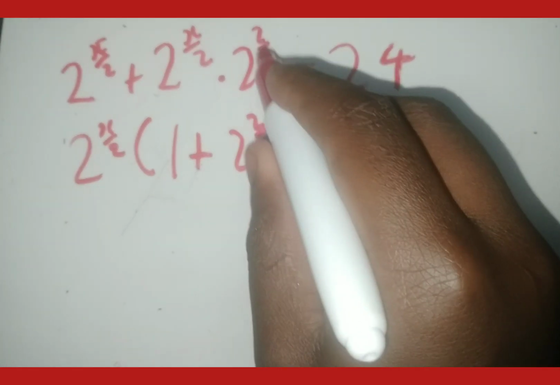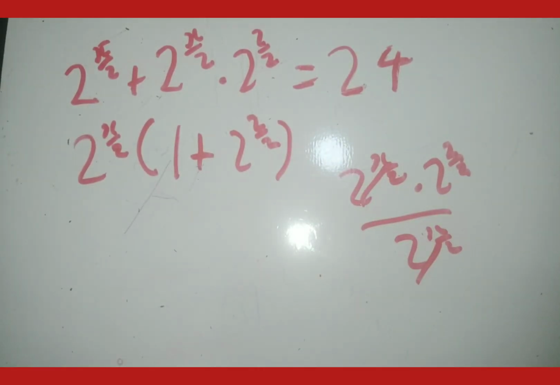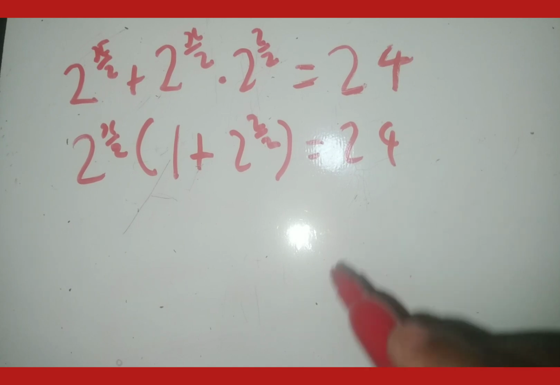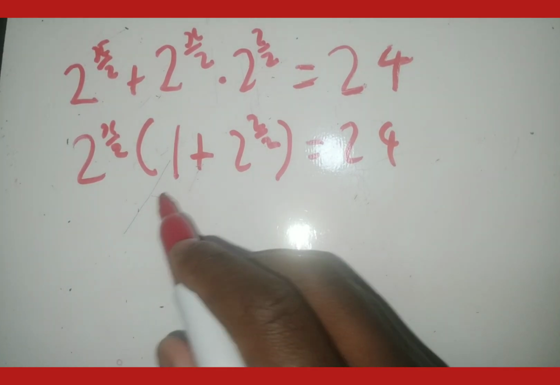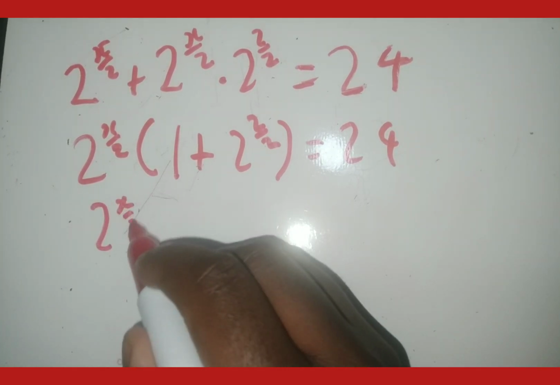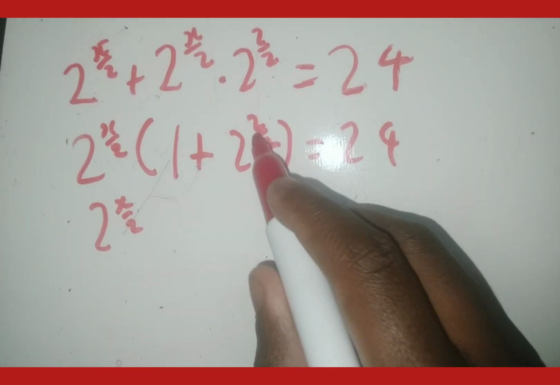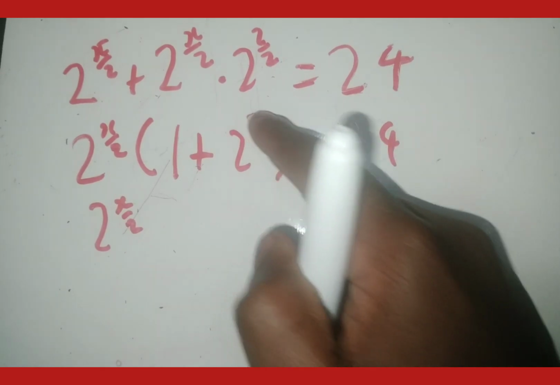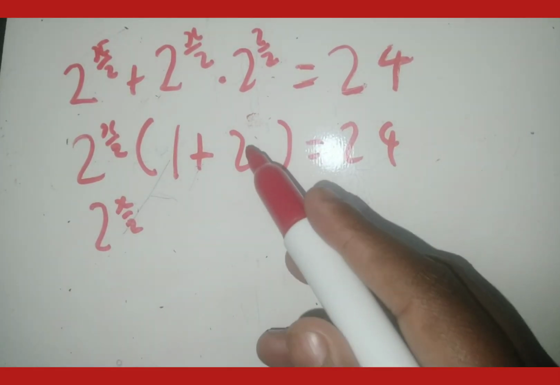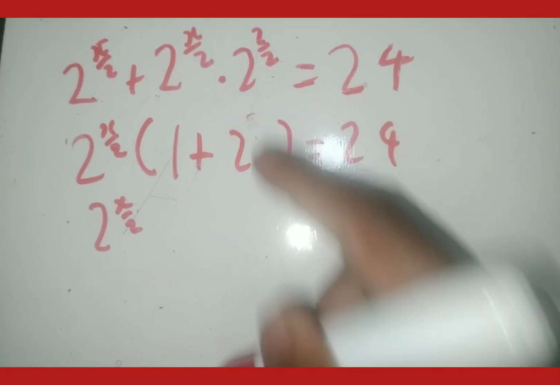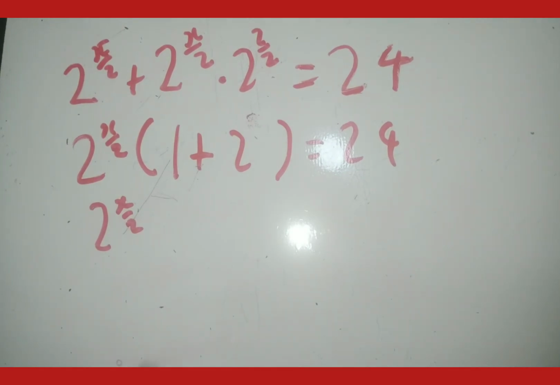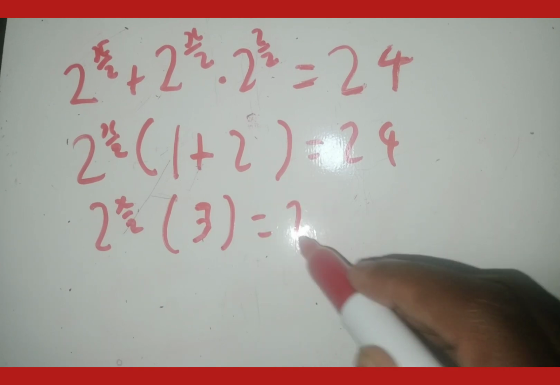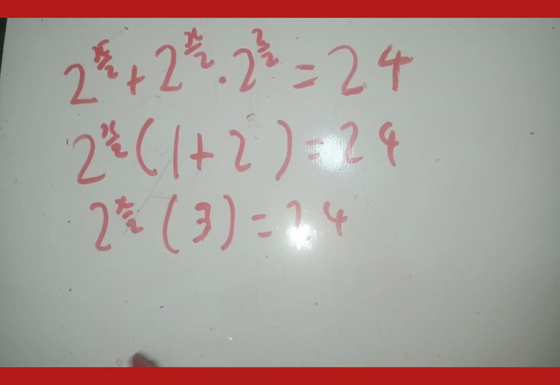I should have changed this to 1. 2 over 2 is 1. But I will change it later. So then we have equals to 24. So then we're going to have 2 to the power of x over 2. All right, 2 over 2 is 1, right? So this is just 2, so it becomes the same as 2, right? So instead of me writing this on the next step, let me just fix it here. So then this becomes 2. So then 1 plus 2 is 3.